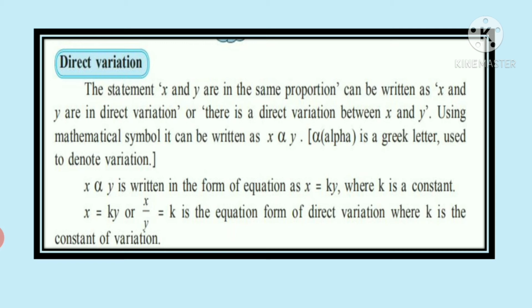x varies as y is written in the form of an equation as x is equal to k into y, where k is a constant. x is equal to k into y, or x upon y is equal to k, is the equation form of direct variation where k is the constant of variation.